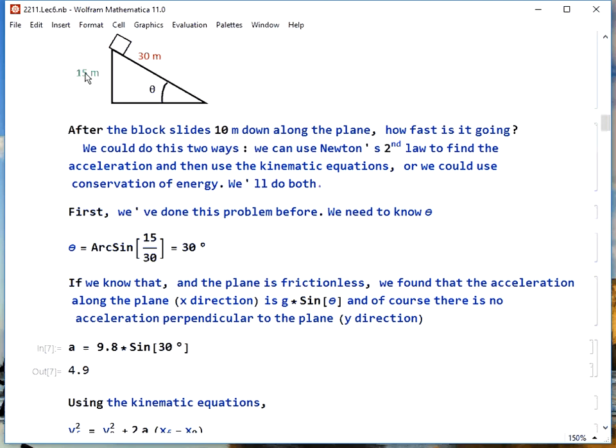So first of all, we look at the geometry of the problem and we realize that we can find theta by taking the arc sine of 15/30, and we get 30 degrees. So that's our angle here. We've already done this, and we know that for a frictionless plane, an object sliding down it will accelerate at a rate of g times sine theta. There is, of course, no acceleration perpendicular to the plane. It's all along the plane. So a is 4.9 meters per second squared here.